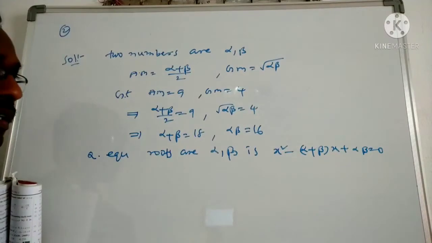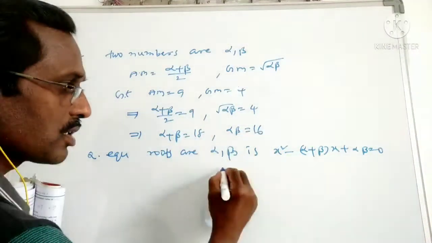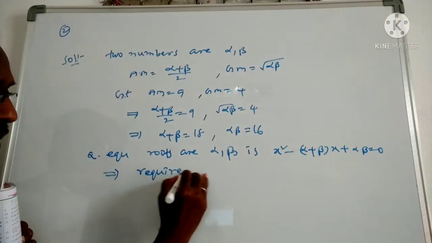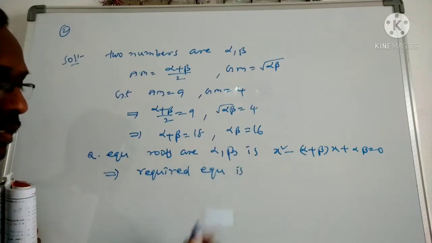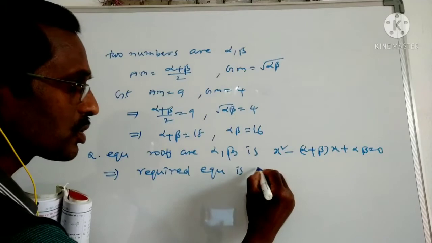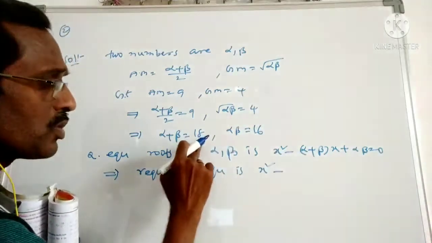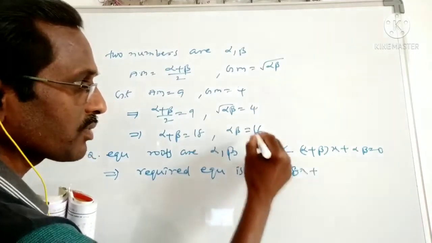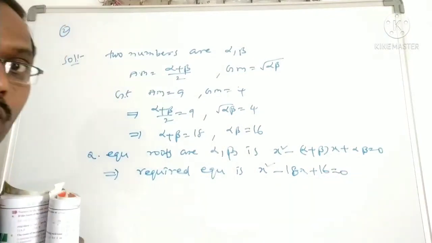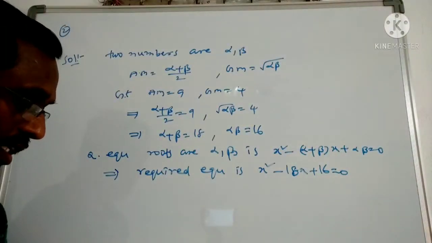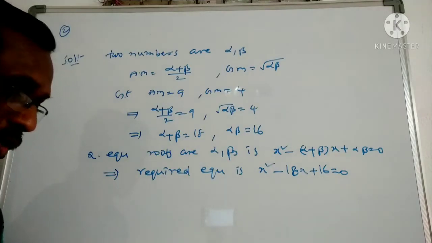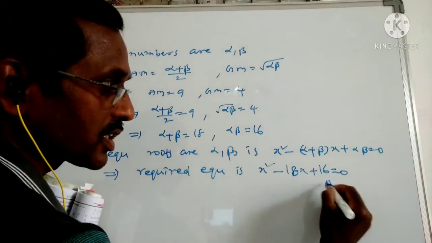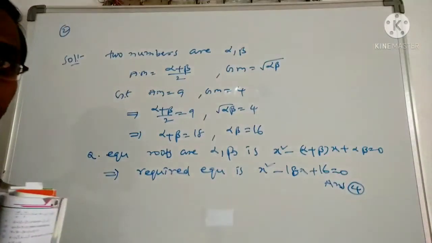It is the equation. Now we have the sum and product. Substitute in this. This implies that the required equation is, writing the sum and product in this, x square minus, what is the sum value, 18 into x plus product of the values 16 equals 0. So it is the required answer. What is the option given? Question number 6, the fourth option is the answer for this.